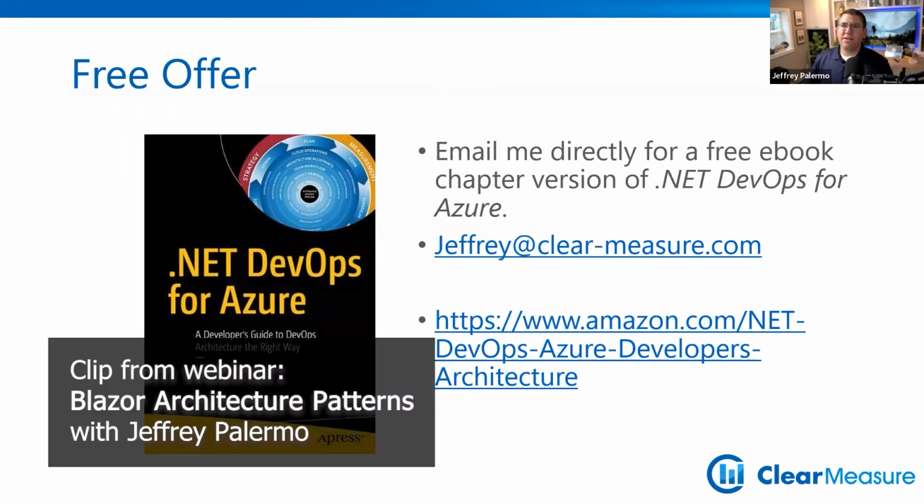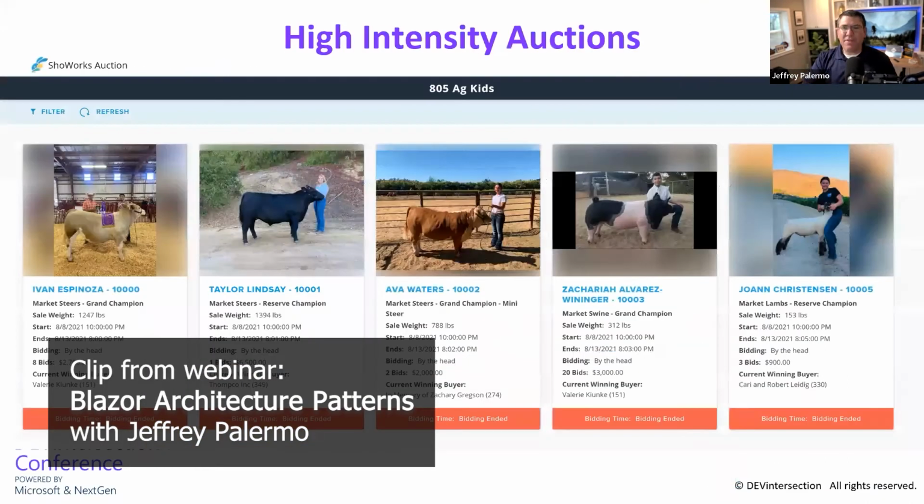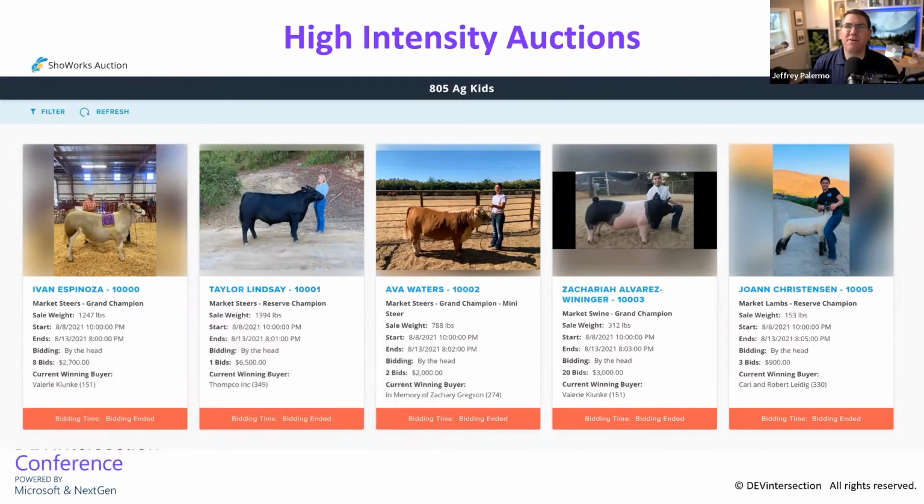All right, now let's get into Blazor. So let me give you some context, because there is a particular project that I think a number of these patterns came from, and then there are some other projects that have corroborated some of the patterns. But we do have permission to show you some screenshots from a particular project, and this one is in livestock auctions for county fairs.